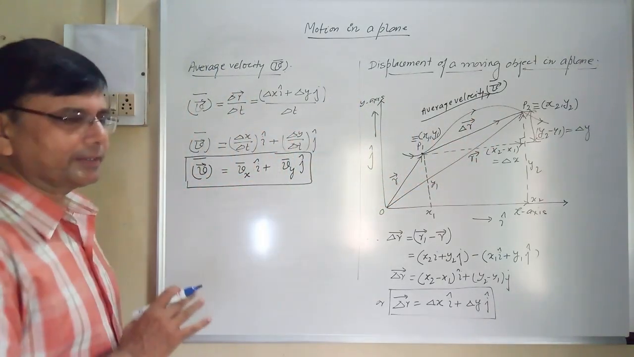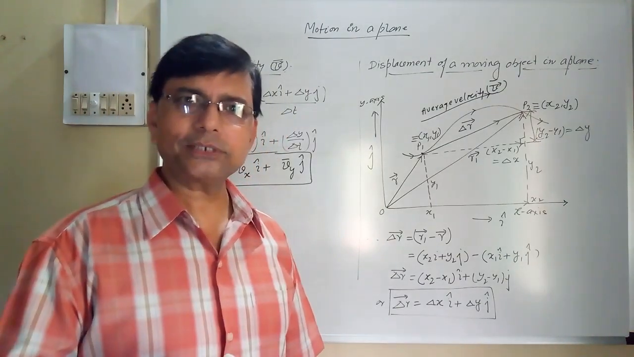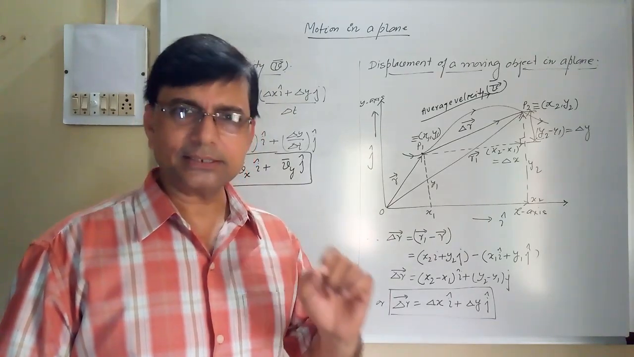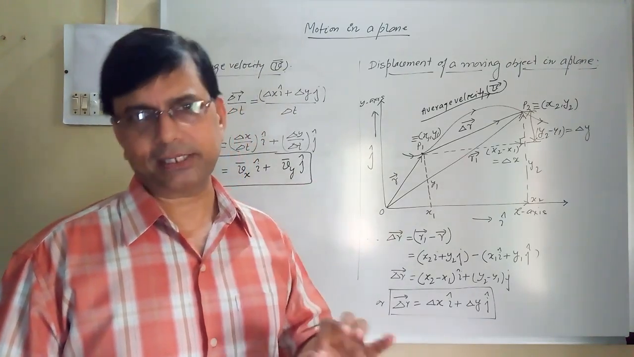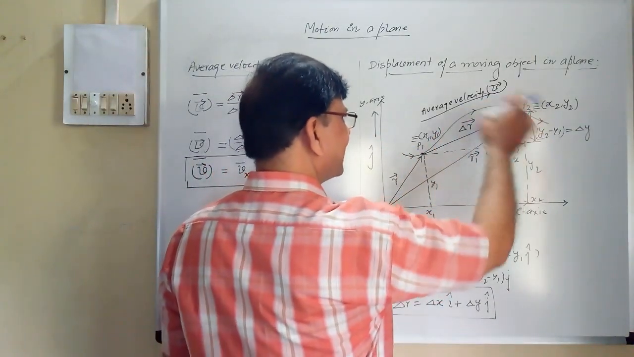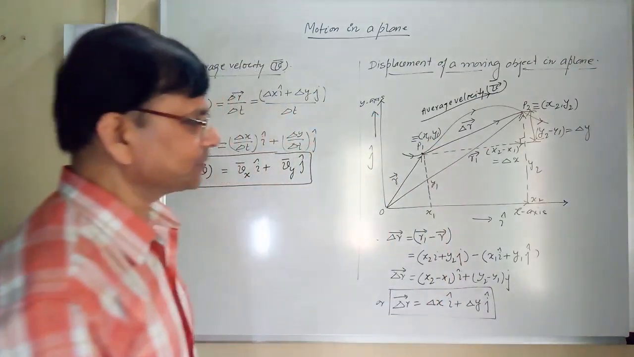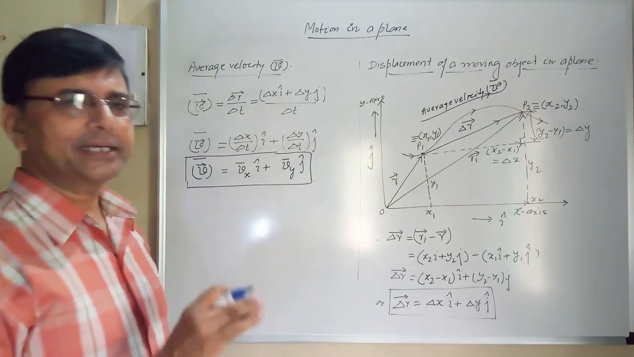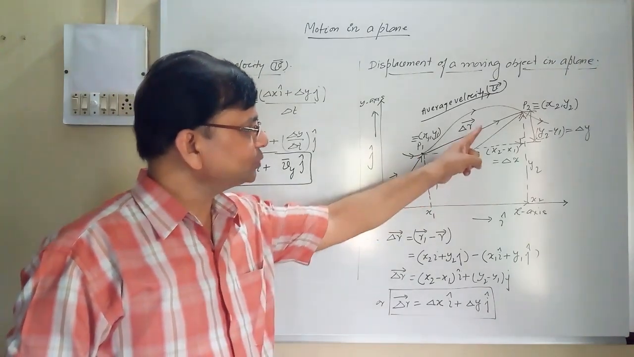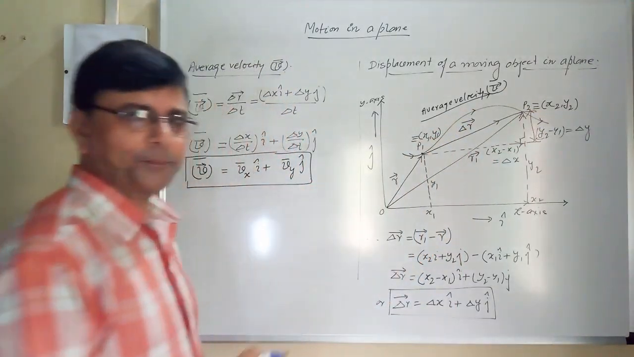So if we want instantaneous velocity, instantaneous velocity means the velocity of the object at a particular instant, at a particular time. What is the velocity we have to find? Suppose the object is moving along this path. I want the velocity at the P1 position. So we have already studied that if delta t approaches 0, this point P2 approaches P1, right?